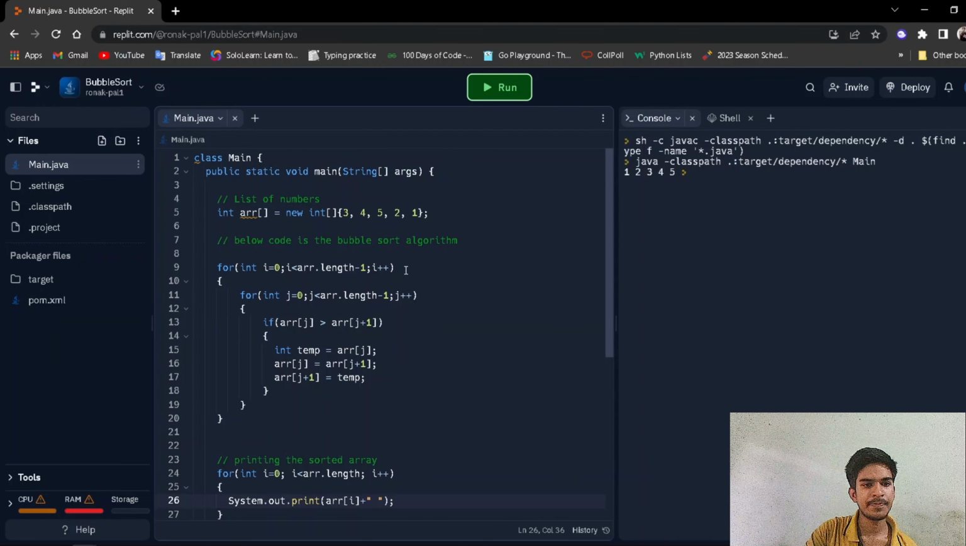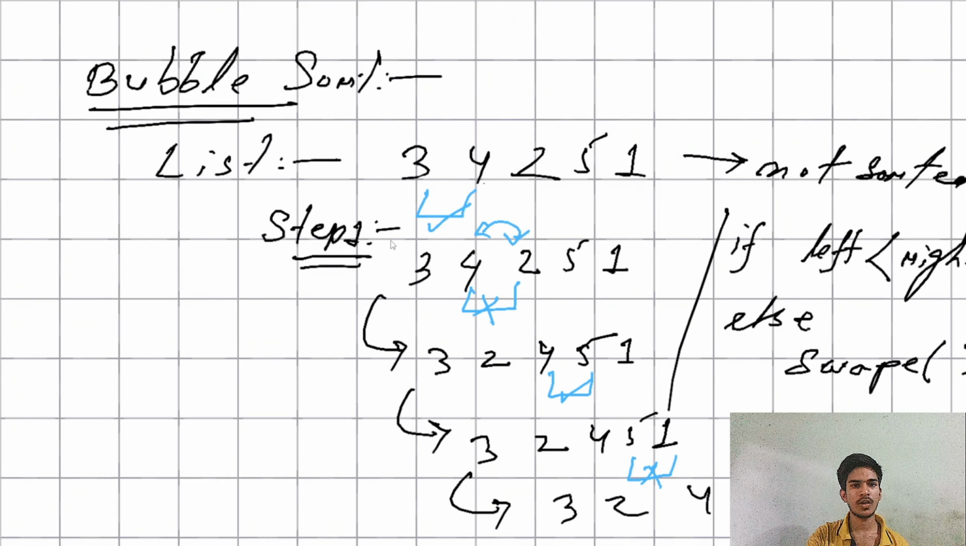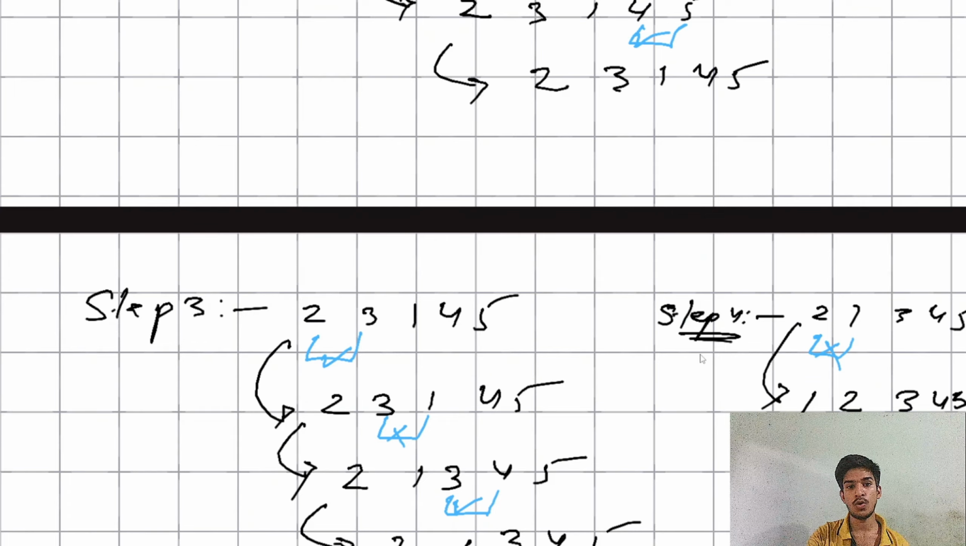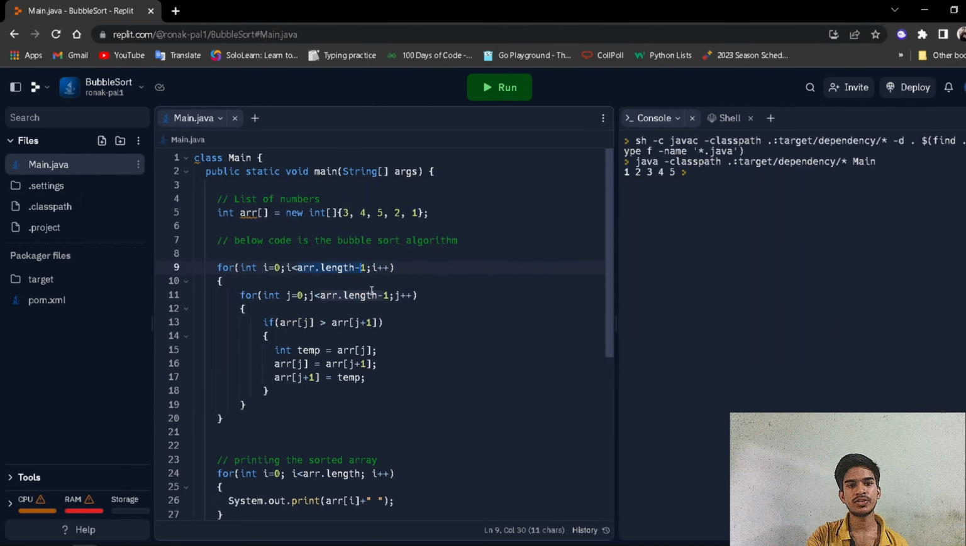How is it working actually? In the first line we have an outer loop, which executes from i equal to 0 to arr.length minus 1. Why arr.length minus 1? Because in the number of steps we have 4 steps: step 1, step 2, step 3, and step 4, although the number of elements is 5. So we just reduced it to arr.length minus 1.